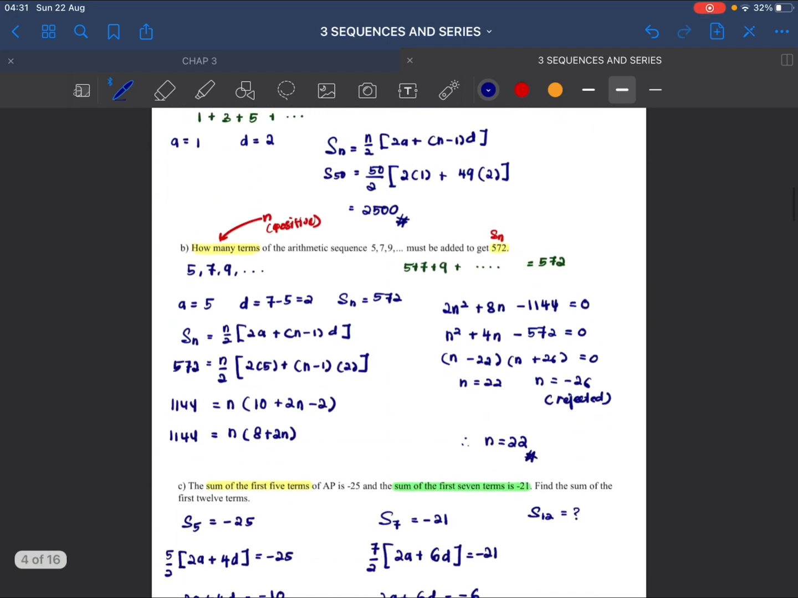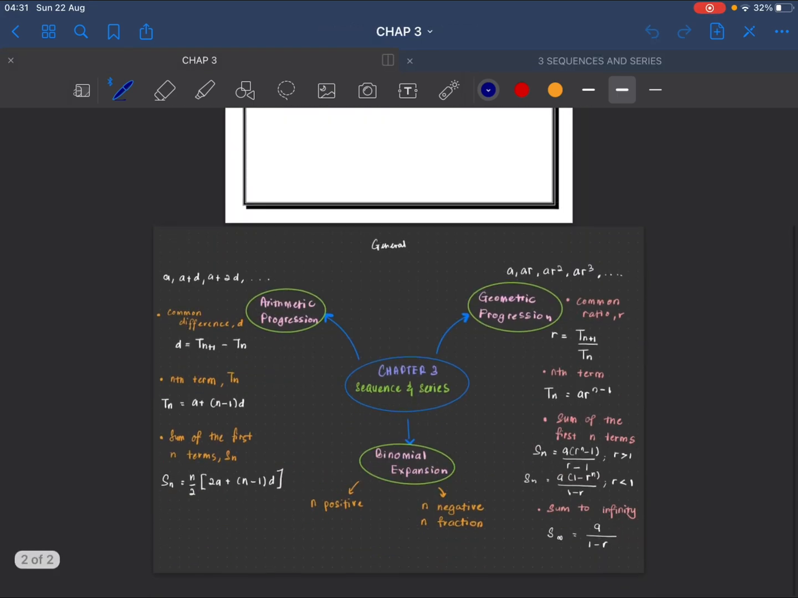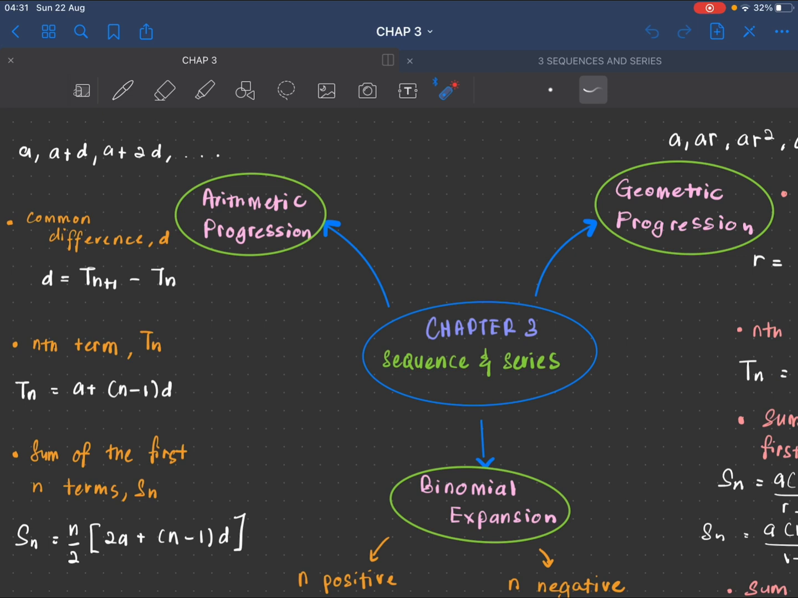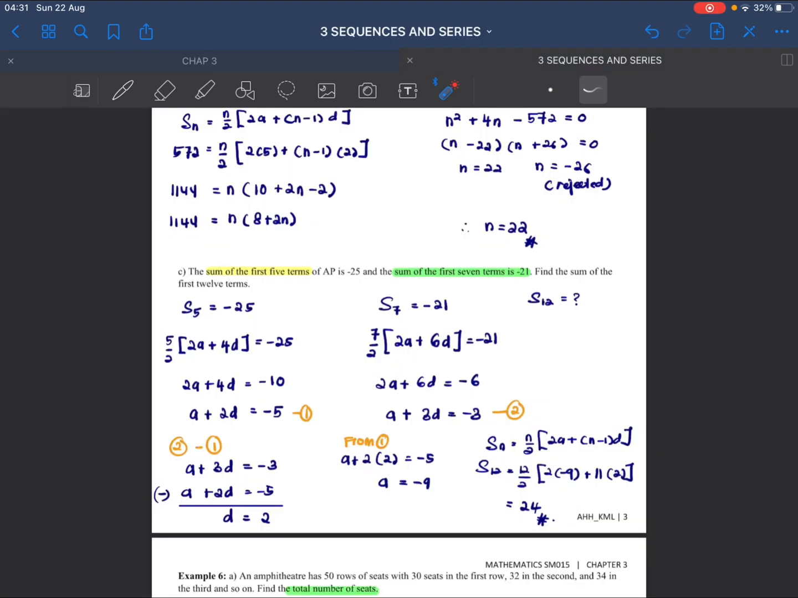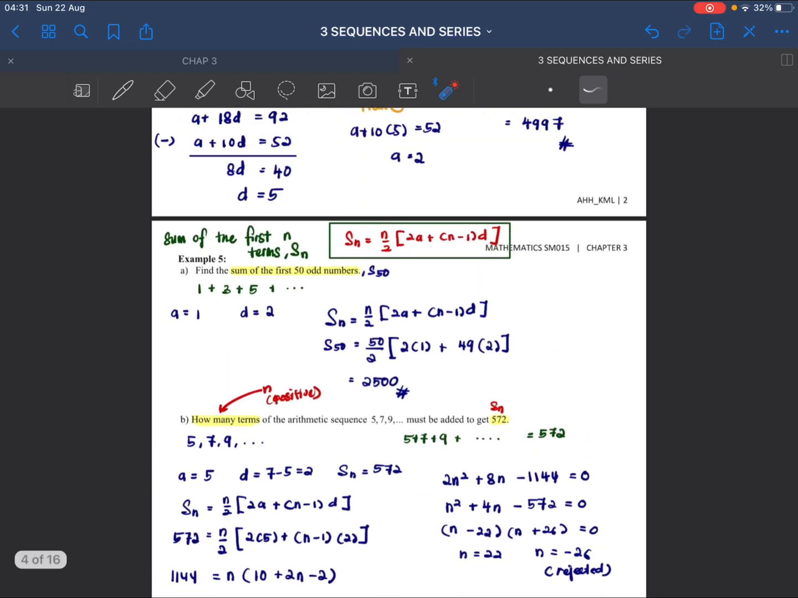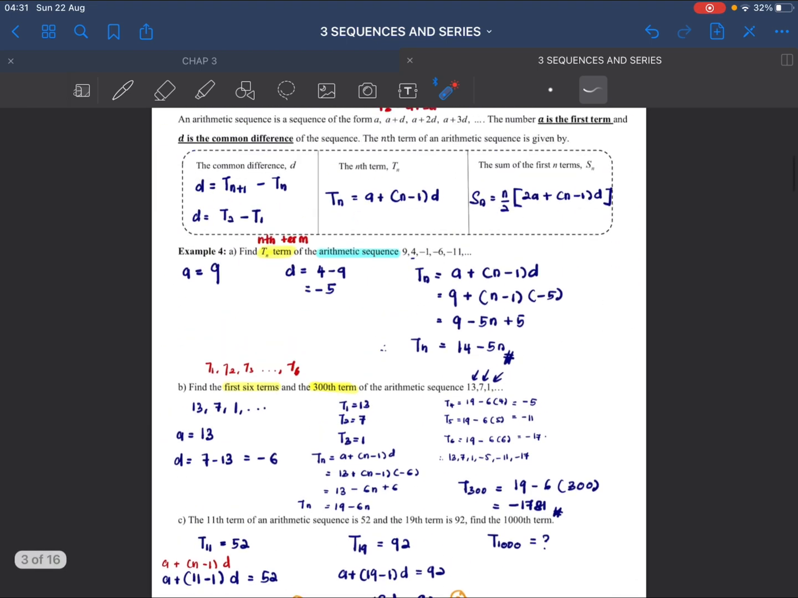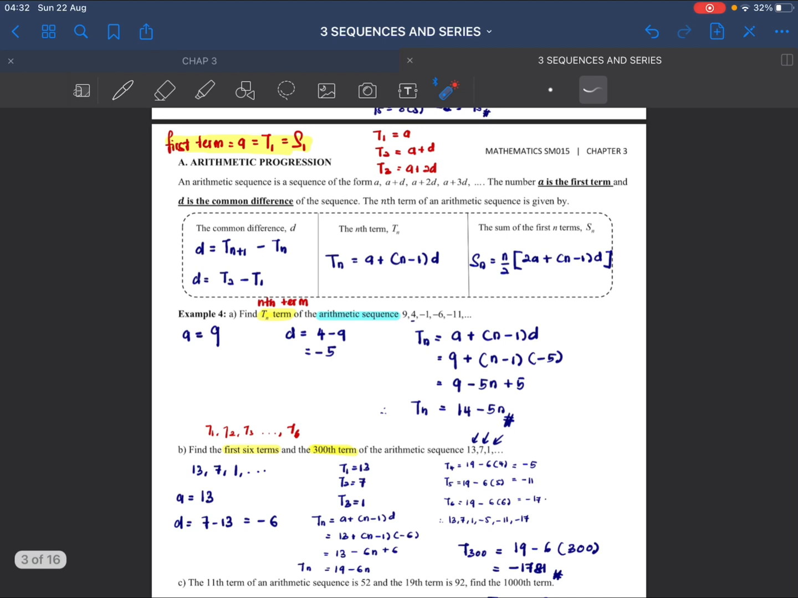We have our main three formulas here, which are how to find our common difference, how to find our nth term, and how to find the sum of the first n terms. Biasanya soalan akan tanya how to find a or d, or soalan akan tanyalah how to find Tn, find Sn, ataupun macam kita ada before this, we have how many terms, which is we want to find n. But whatever it is, you have to make sure you know how to use all these three formulas.